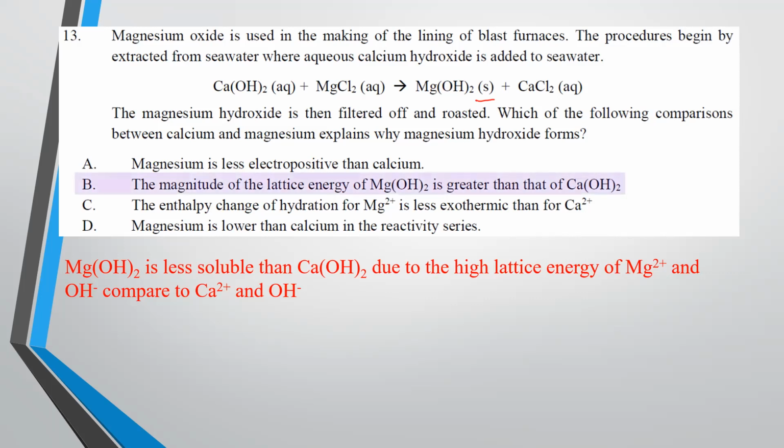So the best answer that describes why magnesium hydroxide is preferably formed, compared to calcium, is that the magnitude of lattice energy is greater. Okay, so the best answer in here is B.